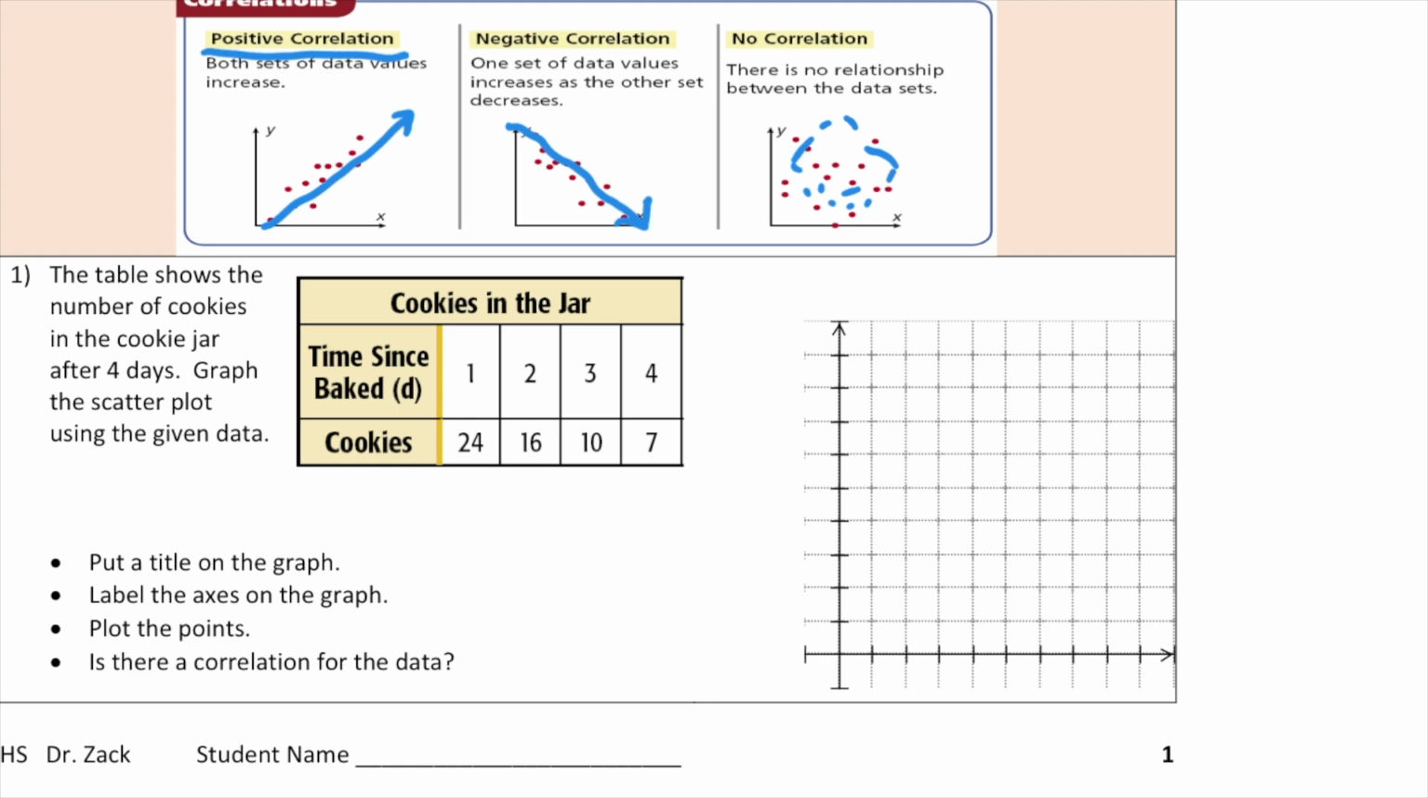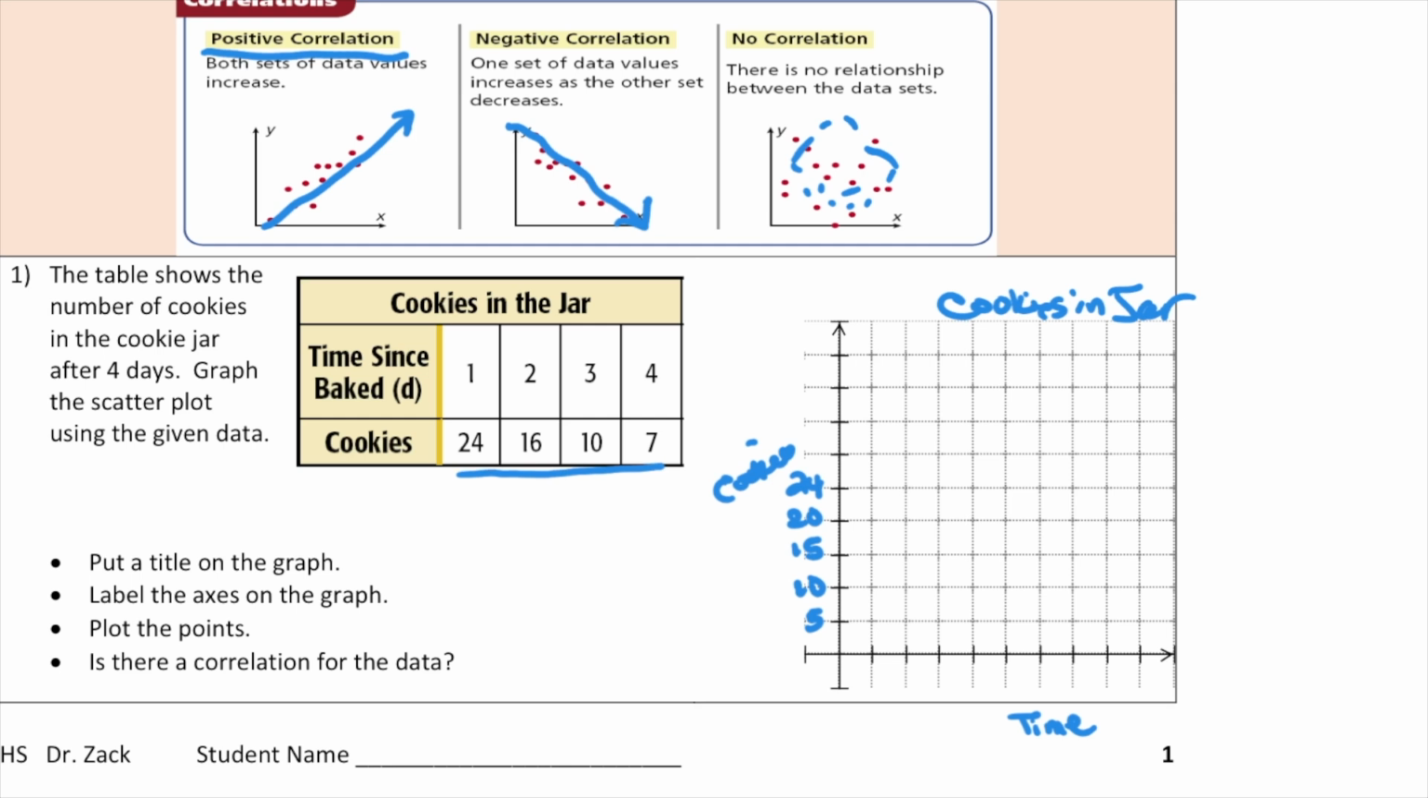So for number 1, I want you to plot your points. Notice again, the values on your cookie axis are going to go from 7 through 24. So maybe you want to count by 5s again. So I've got 5, 10, 15, 20, 24. The independent variable is the time baked, and maybe you're going to call this cookies in the jar. So plot your points now and see if you have a positive or a negative correlation.